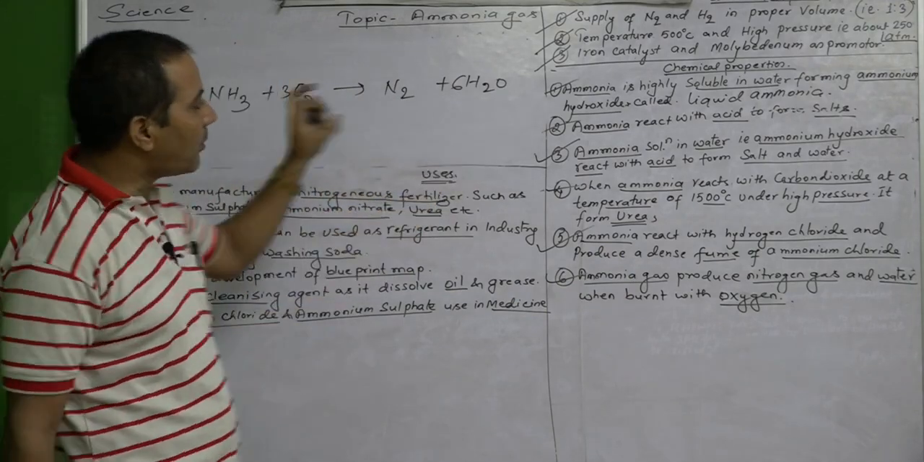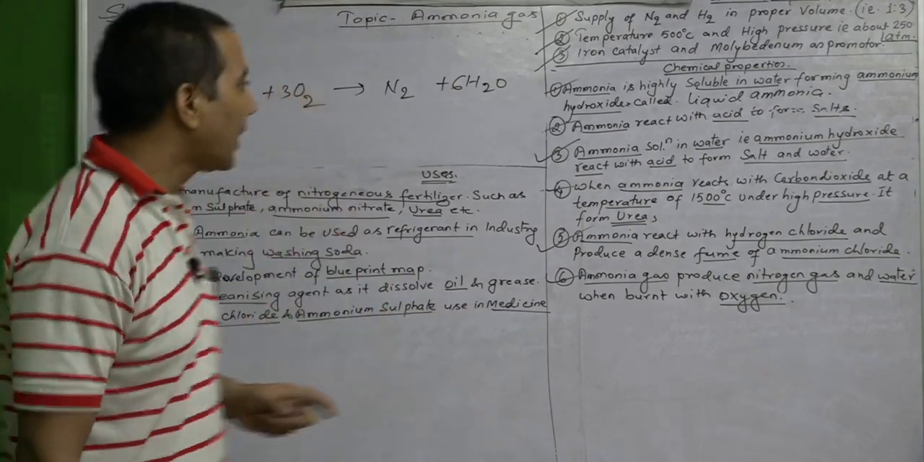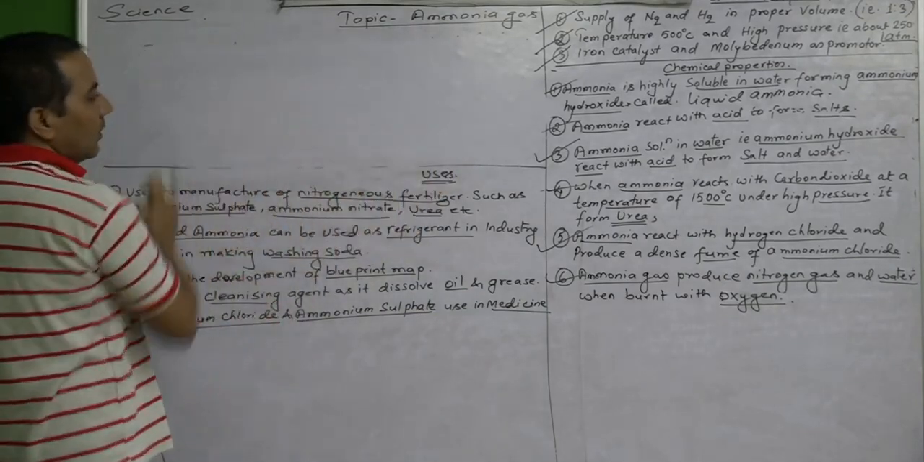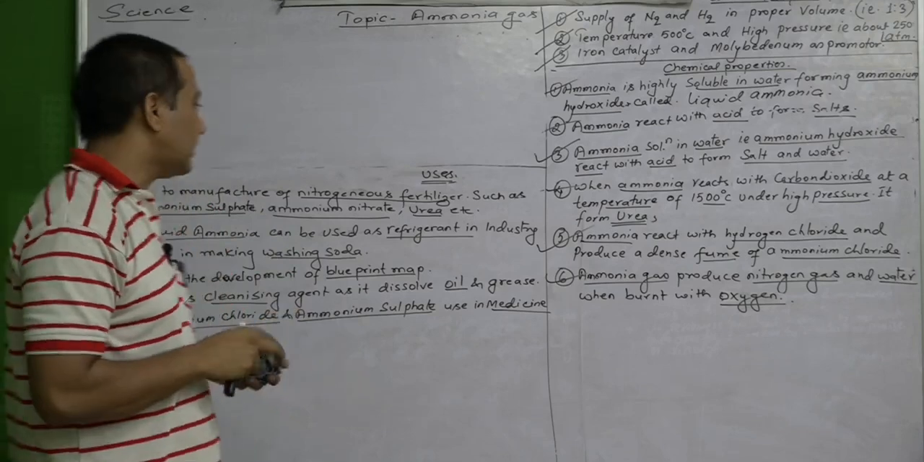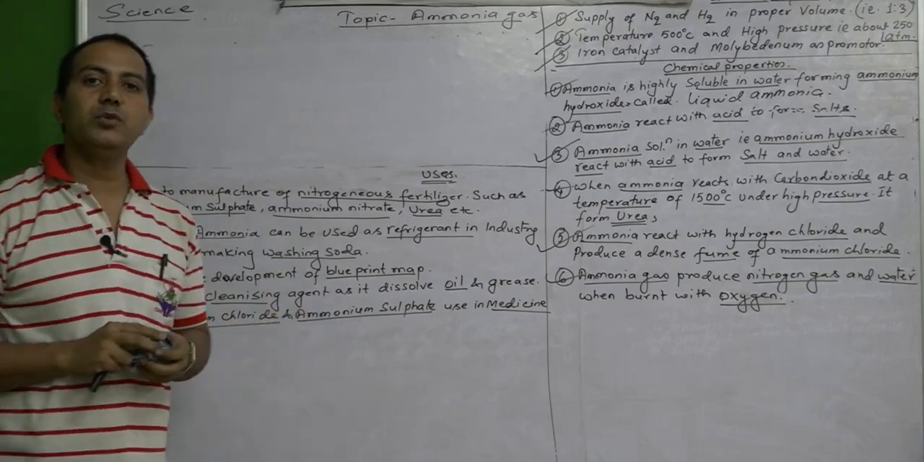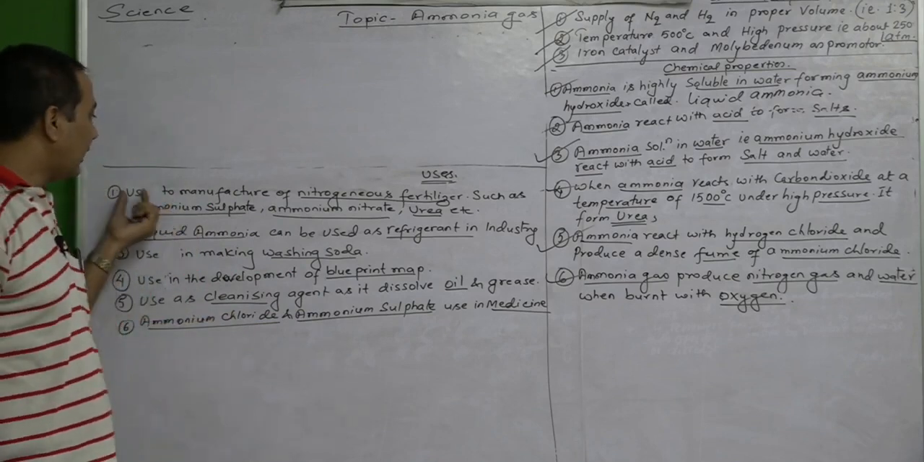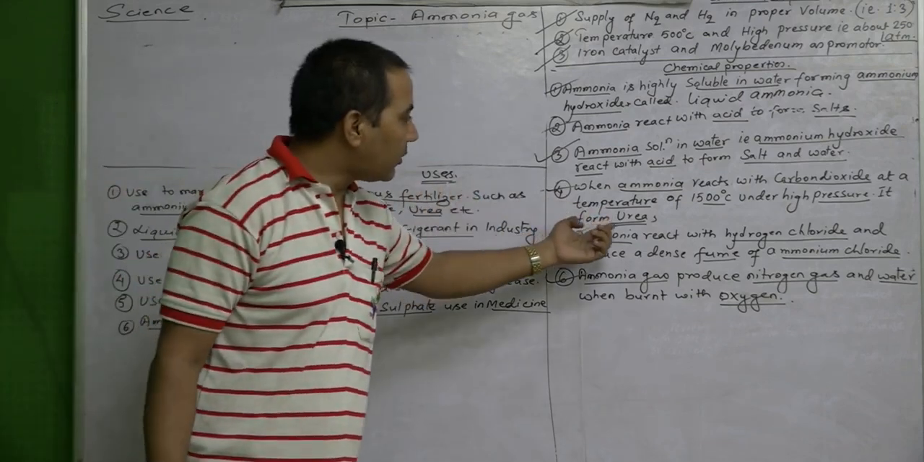So these are some of the major chemical properties of ammonia gas. Now come to the next topic. I think you understand these chemical reactions. So let us start with the use of ammonia gas. We have studied about urea.